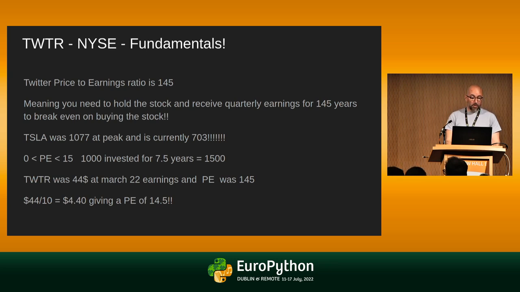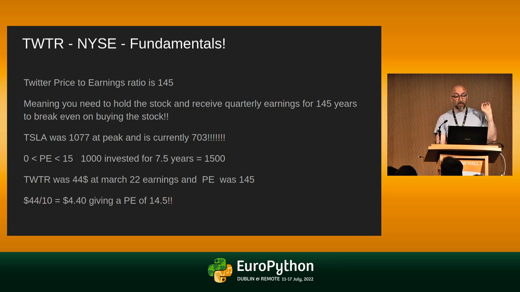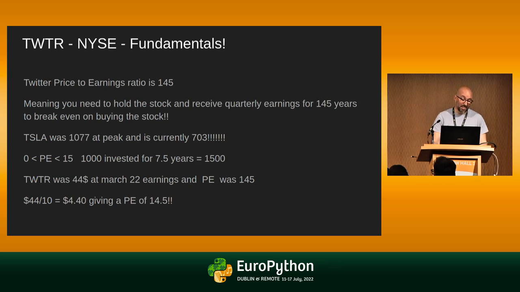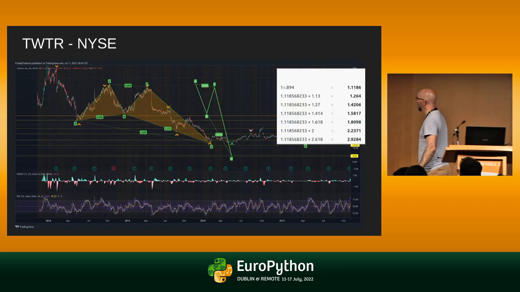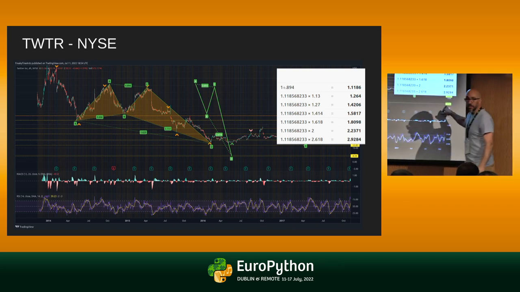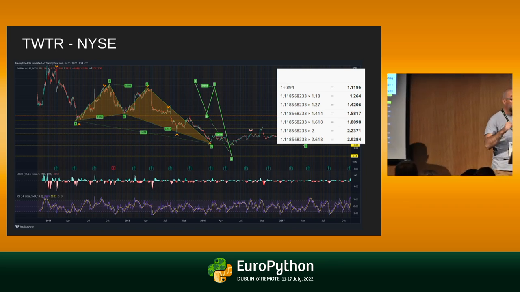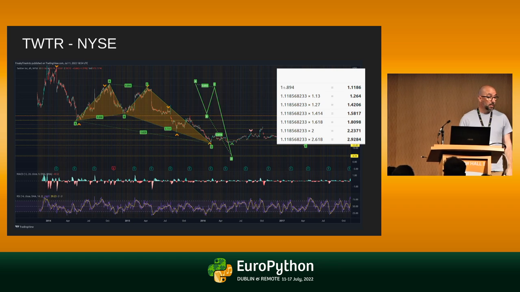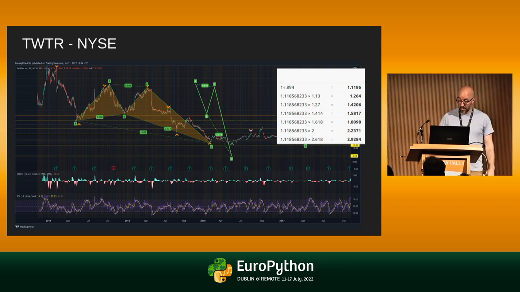So Twitter was $44 on March 22nd when they announced their earnings, and their P/E is 145. If you divide the P/E by 10 to get it back down to a reasonable level, the price in theory should go to 440. What did the ABCD tell you? 433. Investors already know what Twitter is worth. It's not worth a lot.